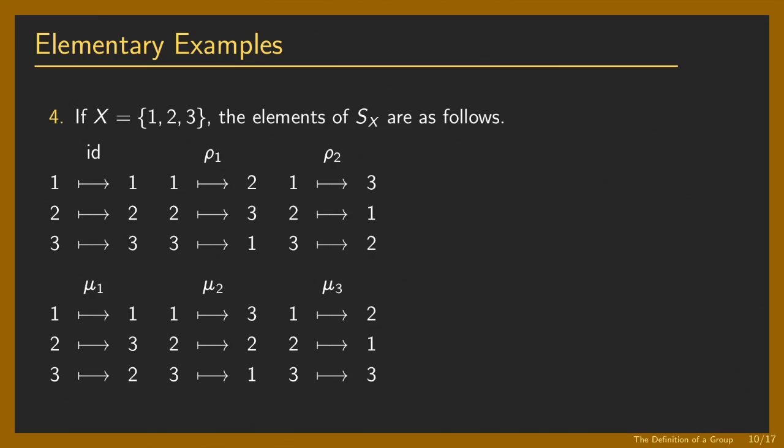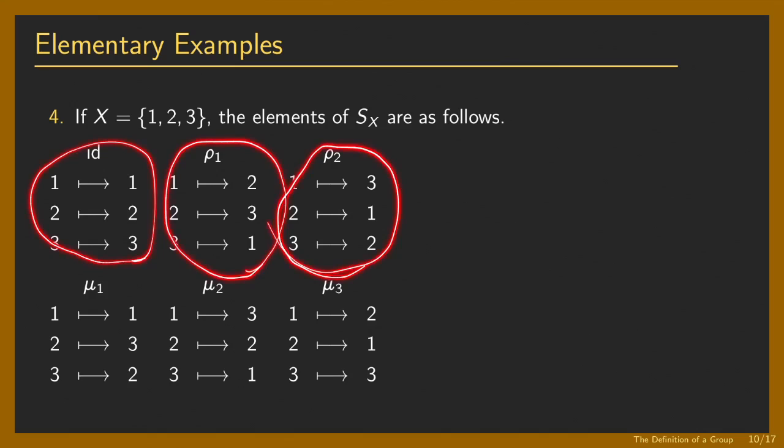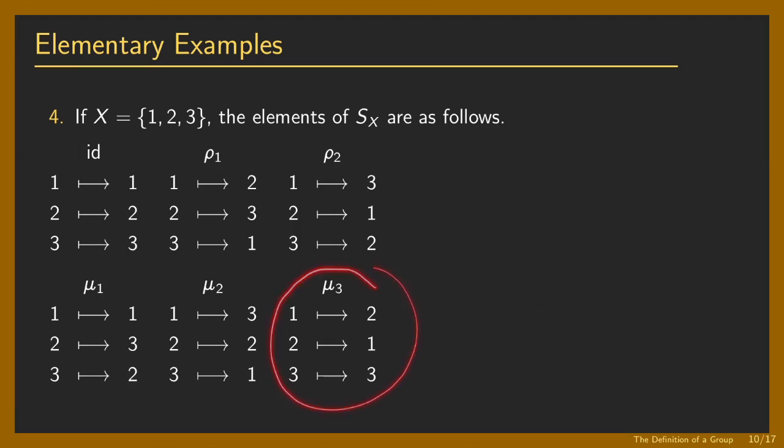Why n factorial? Because these are the different permutations. Some books call these permutations, but later on we'll call them permutations on the set 1, 2, 3. We know that there are n factorial elements. I will explain that later. Now, how to do multiplication? Multiplication here is composition.